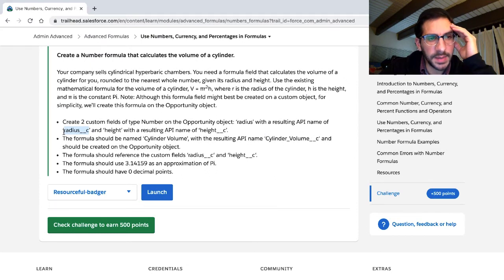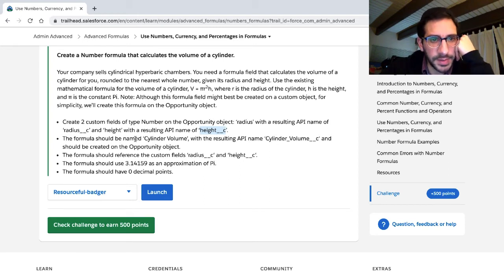I sort of skipped. I created radius, then I thought I was done, and then I went on to create cylinder volume, forgetting to go back to create height. Whatever, that was a stupid mistake.